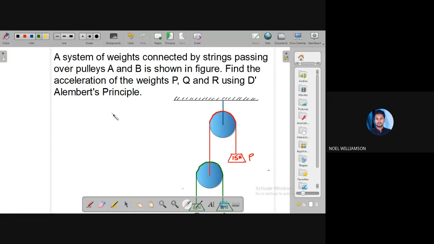So this was the question. A system of weights connected by a string passing over the pulleys A and B is as shown in the figure. Find the acceleration of the weights P, Q and R using D'Alembert's principle.